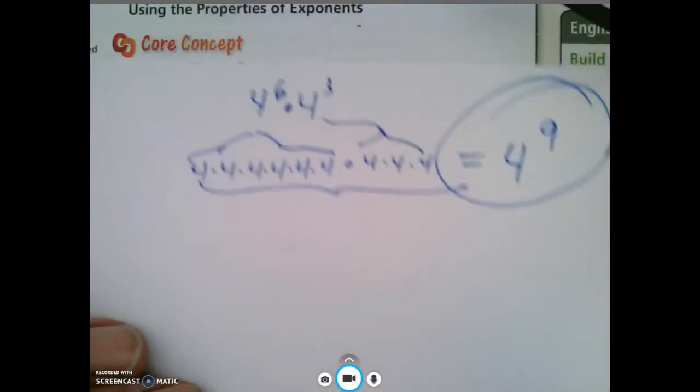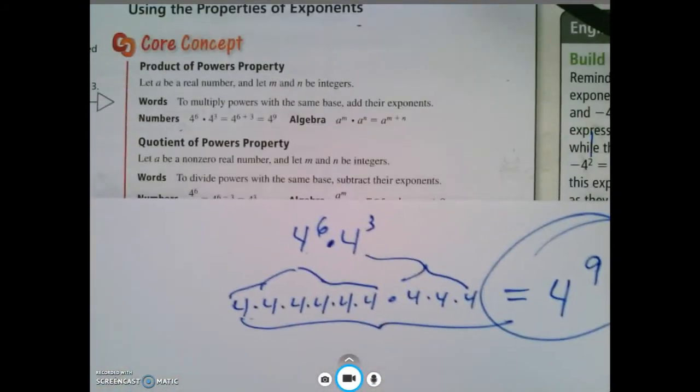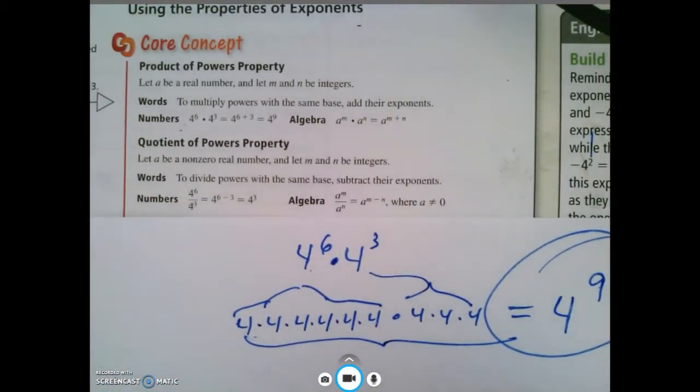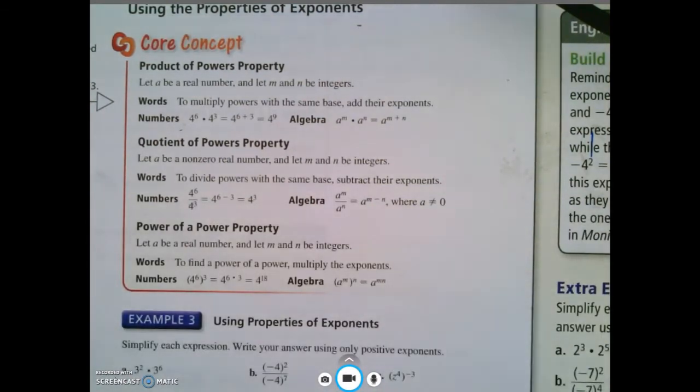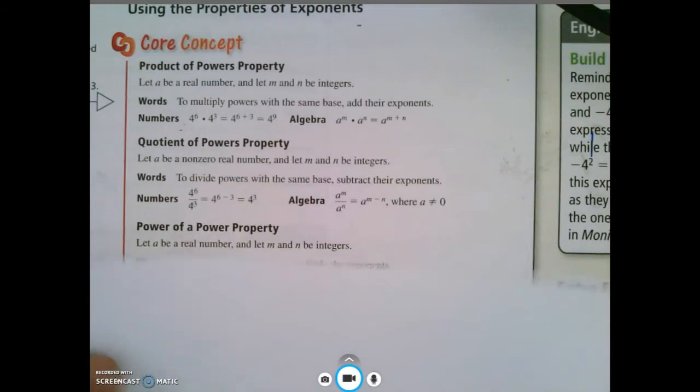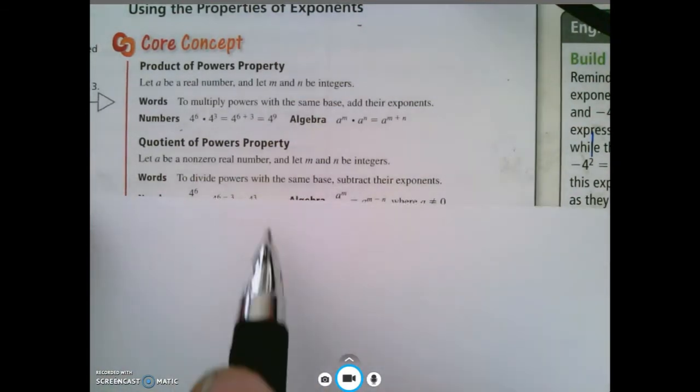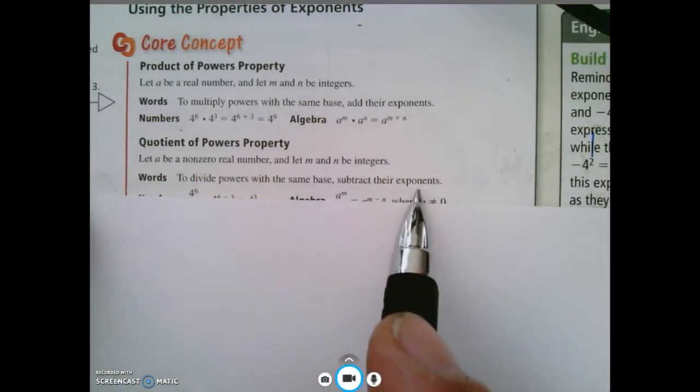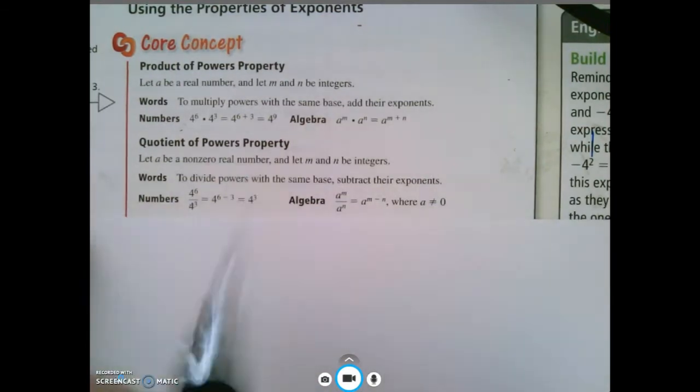All right, let's get back to the rules, though. So what we got? Quotient property. Okay, quotient property, like I said, just means division. So let's see why they did what they did. It says to divide powers, subtract their exponents. Why is that? Well, let's write this out.